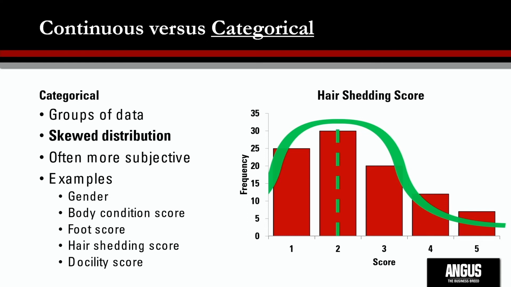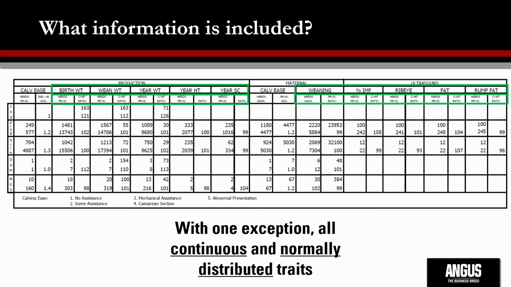Categorical data that's not normally distributed has some challenges in terms of how we use it or how we don't use it. So the question comes up, okay, what information is really included? We're going to dive deeper now into these ratios and how we calculate those ratios. Because again, for the most part, with one exception, all of these traits are continuous and normally distributed.